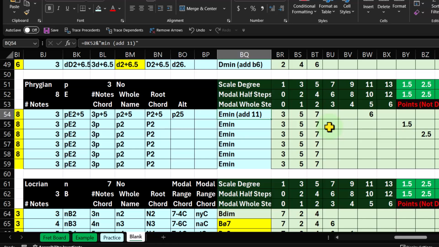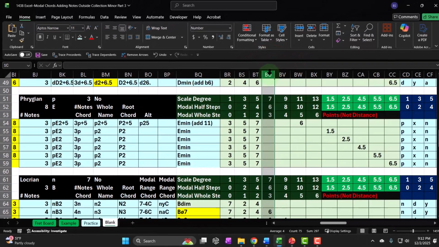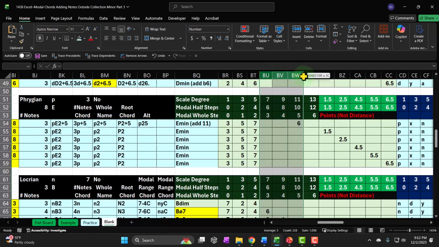All right. So let's say we're going to add one that's outside the collection. So now I'm going to say this is going to be an E minor, and then we're going to add nodal point 1.5 that's outside the collection. To do this, let me go ahead and hide some cells. Does this make sense, Ara?